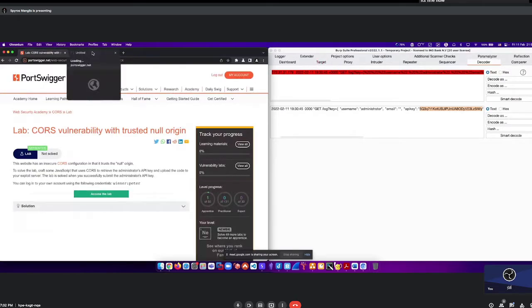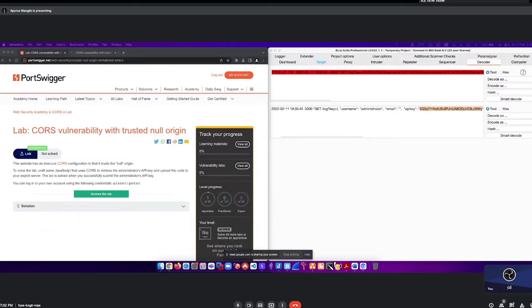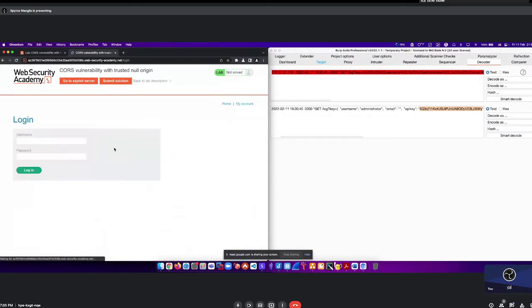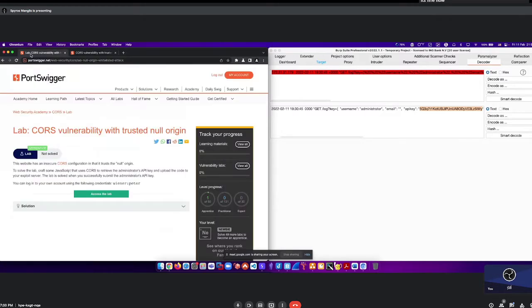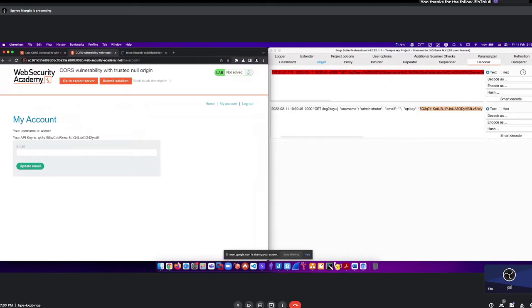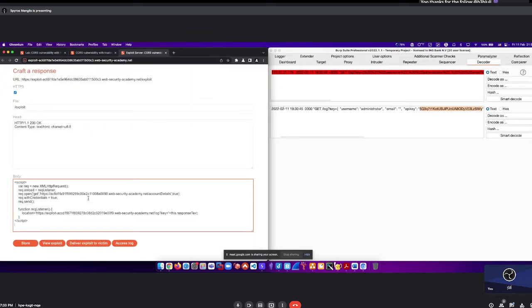Again, the same login. Okay, I think I still have the... Okay, let's log in. Cool. And what we need to do right now? Craft some JavaScript that uses CORS to retrieve the administrator API key and upload the code to your exploit server. Okay, same story. Let's go to the exploit server. Let me grab my previous payload. I'm assuming it won't work, at least not out of the box. Let's try it.